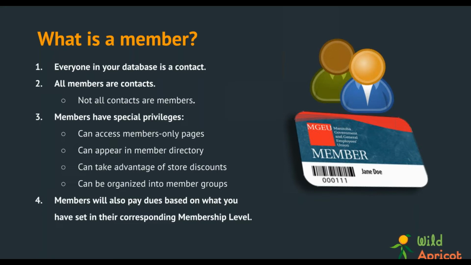And the other reason that it's really useful is that knowing that members are also contacts can really help you plan for the future. And you can see some of the things that members can do here on part 3. Members can have members-only pages, they can appear in the directory, they get to take advantage of store discounts, and they can also be organized into member groups, and I mentioned that a couple of times. We're going to be talking about how you can do that. And of course, members will pay dues, and that's what a lot of you, I hope, are at least primarily focused on, because that's what Wild Apricot is the best at managing, the automated dues renewal process.